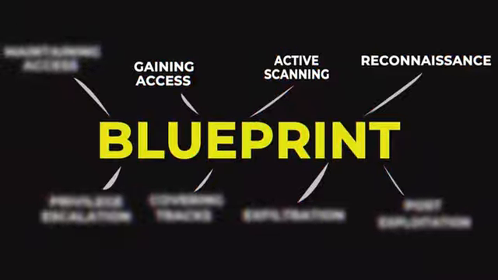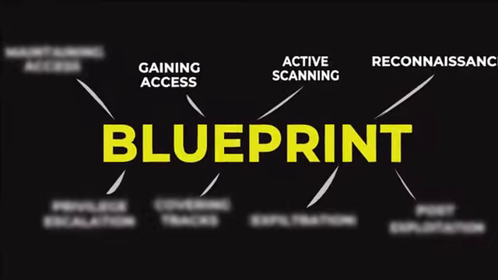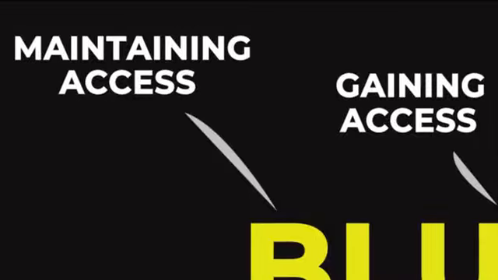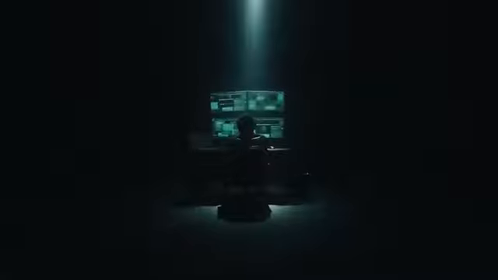Once access is gained, the next challenge is maintaining it. This brings us to the crucial phase of persistence. Phase 4. Maintaining access. Gaining access is one thing, keeping it undetected is another. This phase focuses on persistence, ensuring you remain connected even if the system is rebooted or updated.